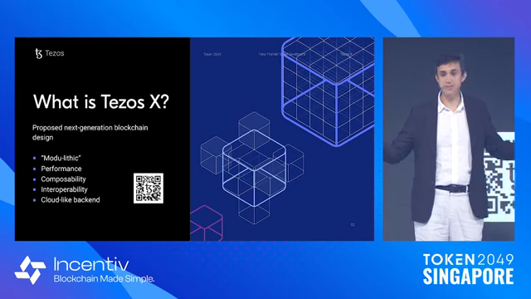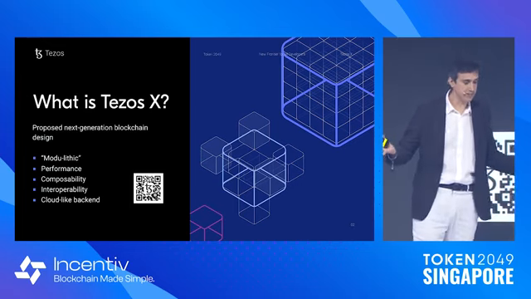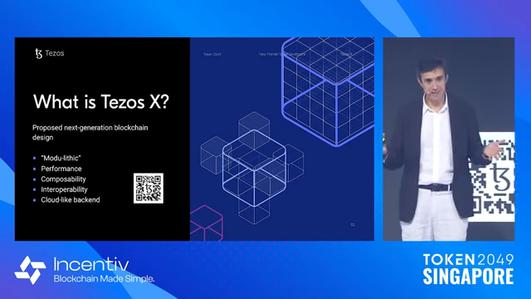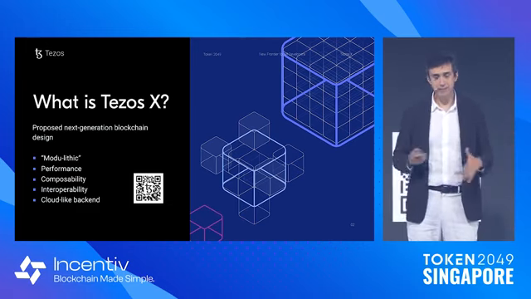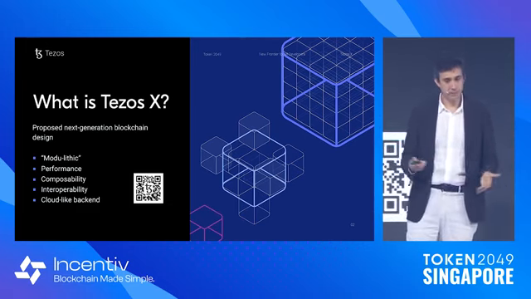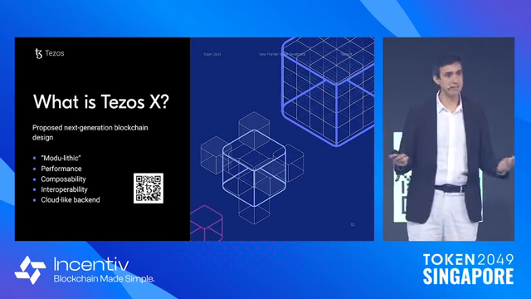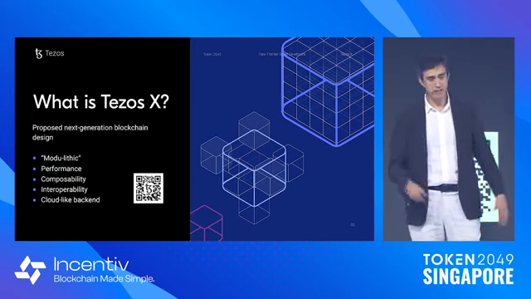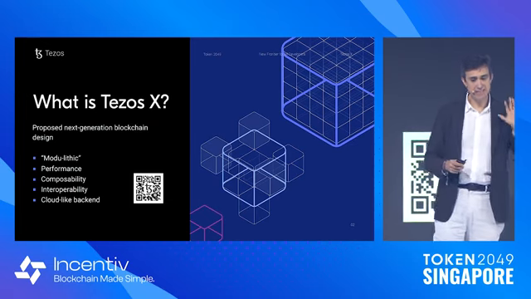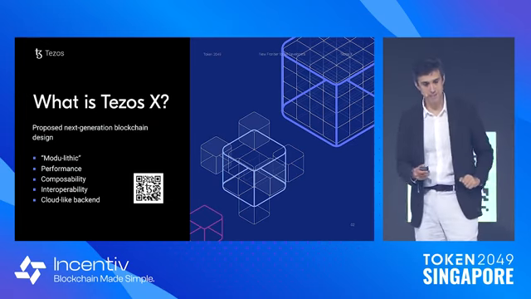Tezos does decentralized governance. We actually have decentralized governance. It's gone through over a dozen upgrades now, and all of them have been voted by the stakeholders of the chain. It doesn't evolve by a hard fork. It doesn't evolve by a centralized team dictating what should happen. It's all decentralized, and so Tezos X is a proposal for Tezos.